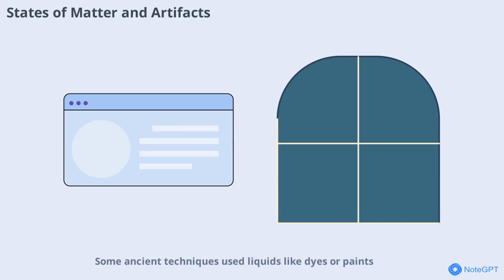Some ancient techniques used liquids like dyes or paints. Even gases were used in ancient lamps. Understanding the states of matter helps archaeologists learn about the past.